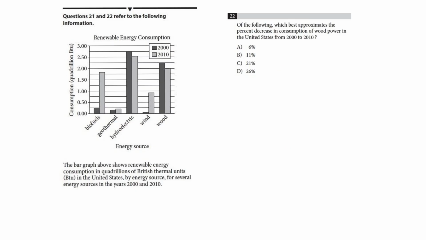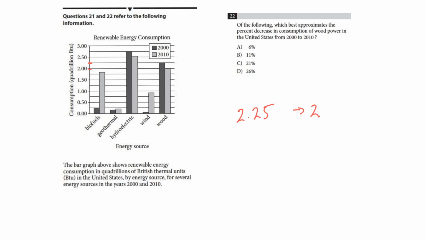Okay, what do we get here? Of the following, which best approximates the percent decrease in consumption of wood power in the United States from 2000 to 2010? Okay, so we want to know wood power in 2000. It looked like it was right up here at 2.25, and in 2010 we're down here at 2. Okay, so we'll go to 2.